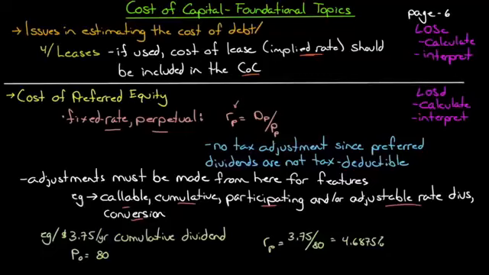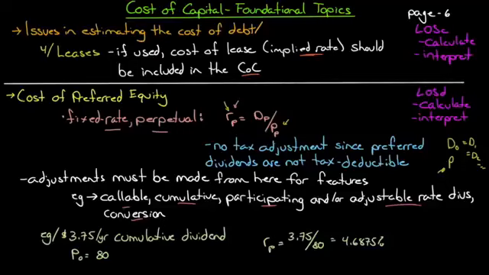The LOS is very clear. It's just the cost of non-callable, non-convertible preferred stock, and it will be that straightforward. You'll either be given something like D0 and a price. Since they're fixed rate perpetual, D0 is equal to D1 is equal to D2, on and on, and whatever the price happens to be. Or you may be given the cost and asked to determine what the price is.